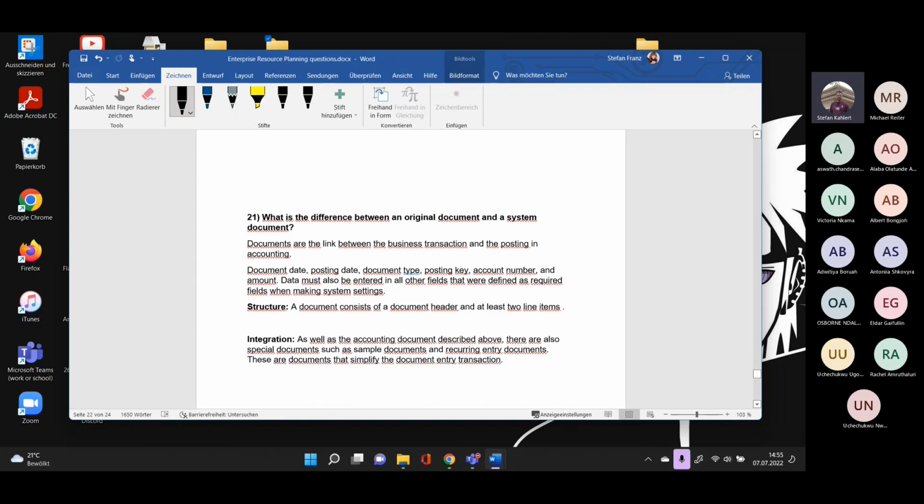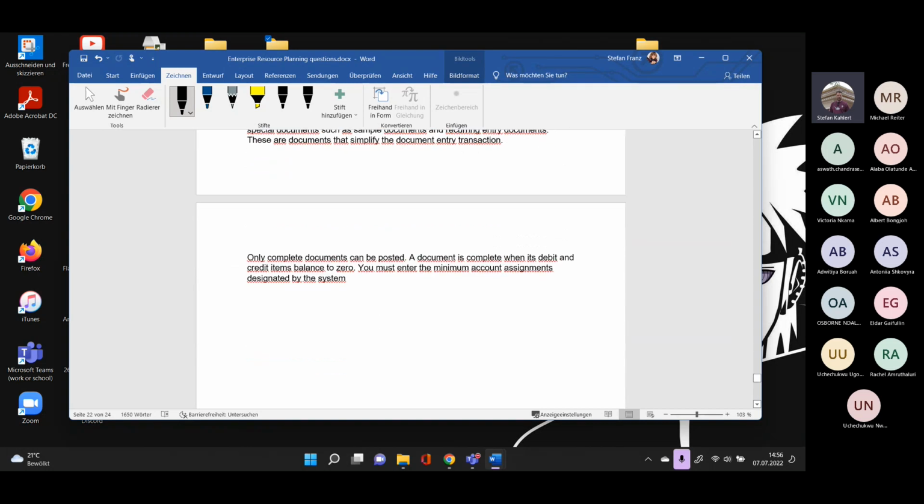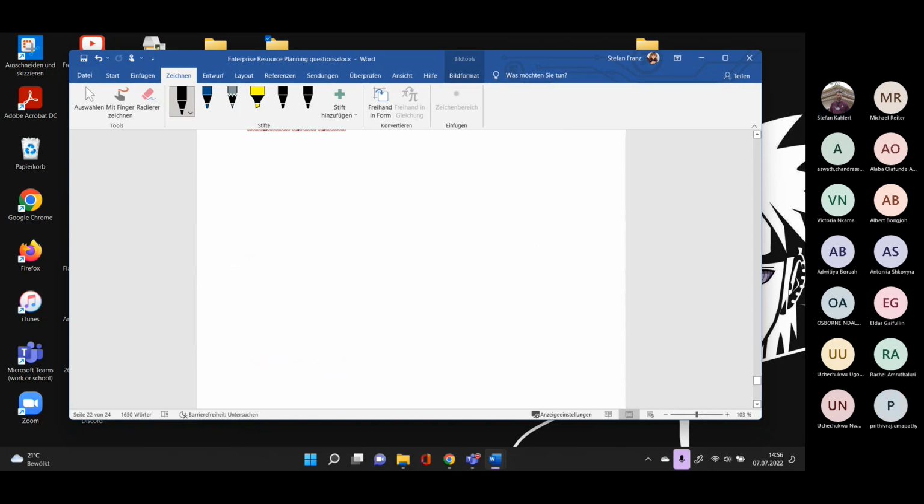Documents. You know what a document is. However, there are system documents or original documents. It's a link between transaction and the posting in accounting. I have written down the answer for you. You see that it has a certain structure. It needs to be somehow integrated. So I have written that down for you. So it would be good if you could check that.